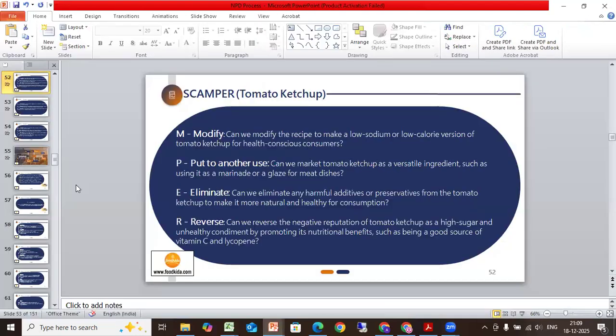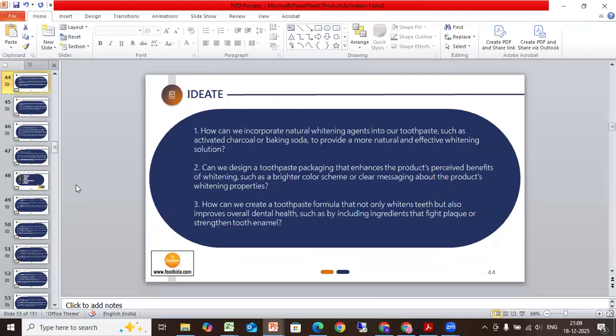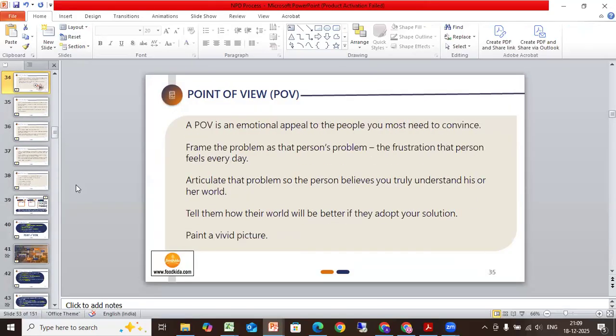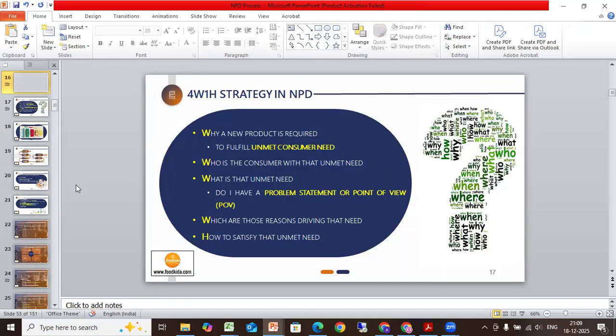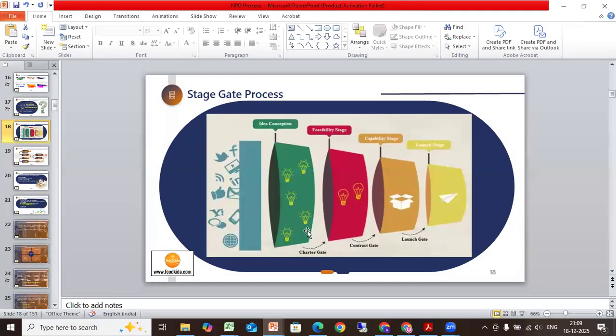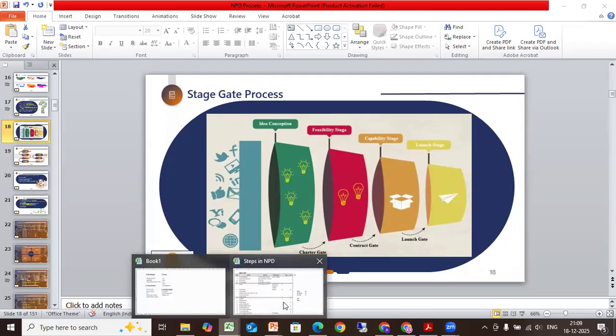Stage gate, right? In that slide we have not covered it. I was going to cover it in the last lecture, but that would be too much. So first is charter, then contract, then launch. This is basically what is done in MNCs. Charter is called idea conception. Then you get feasibility, then capability, and then your launch.